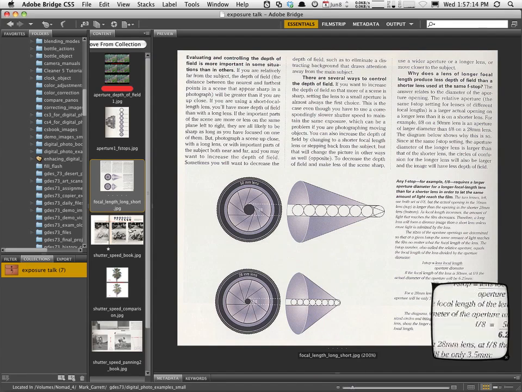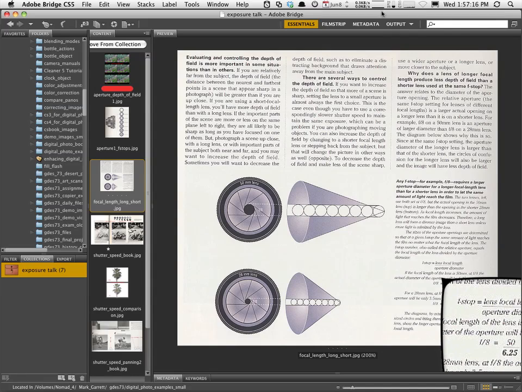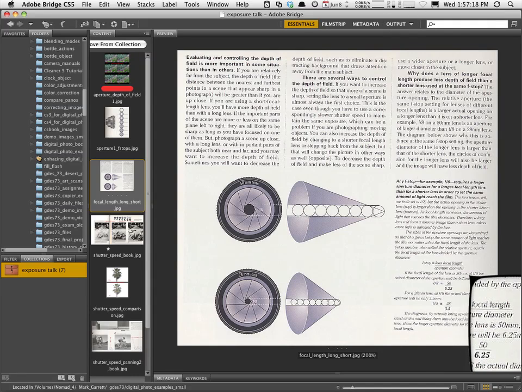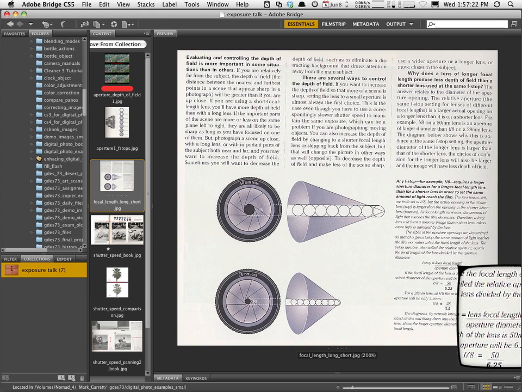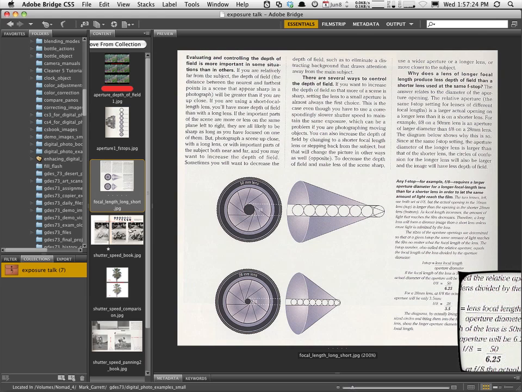And if you can see it down here, I can magnify it here for you. F-stop is the lens focal length divided by the aperture diameter. What does that mean? The focal length is, again, how long the lens is, how long it magnifies, which we'll talk about more as we go along.